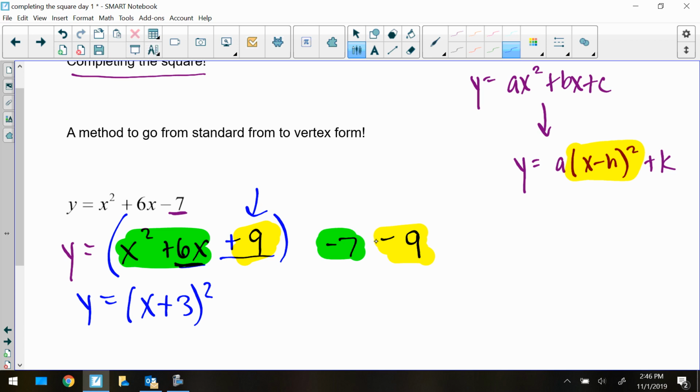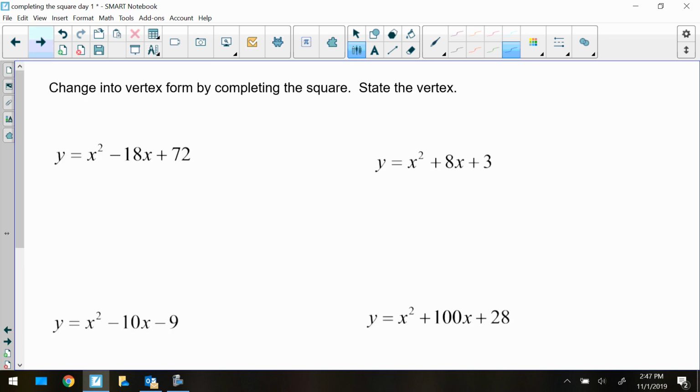And then these are like terms back here. I have negative 7 and negative 9, and those two add together to be negative 16. And believe it or not, in 2 steps, you are now in vertex form. You have a vertex, x minus h squared plus k. We're going to try a couple more, don't worry.